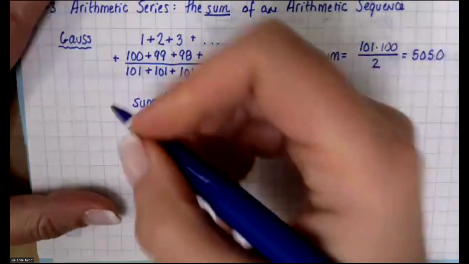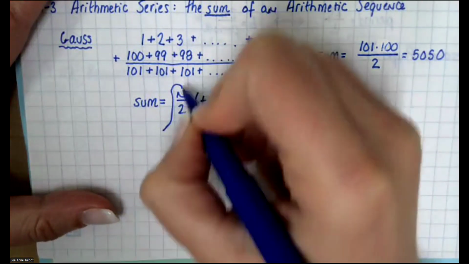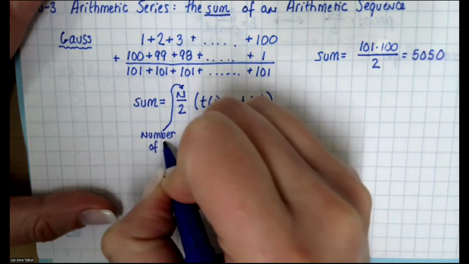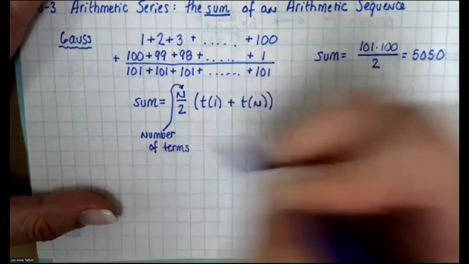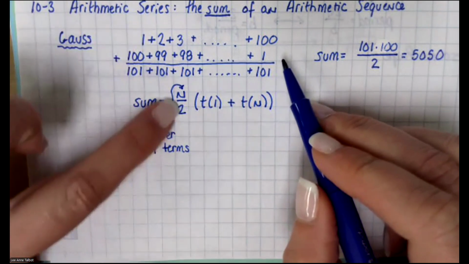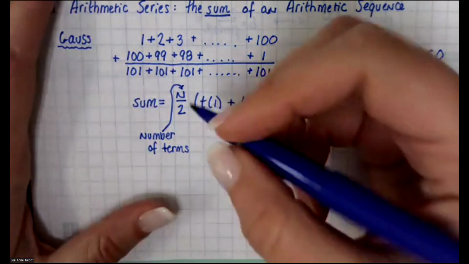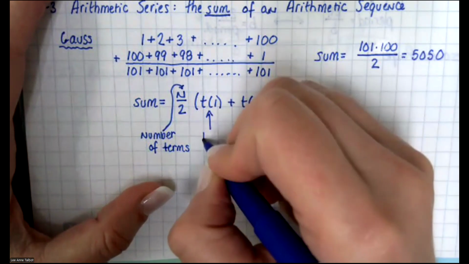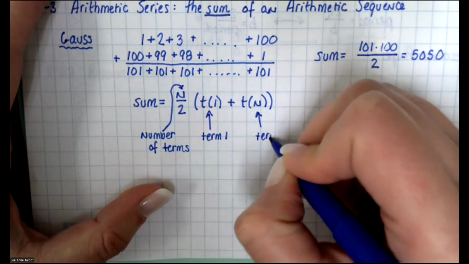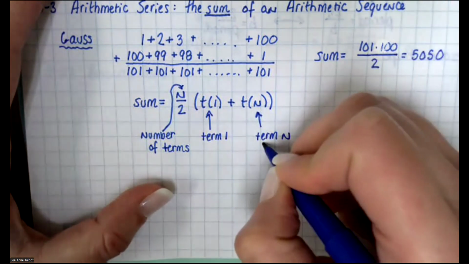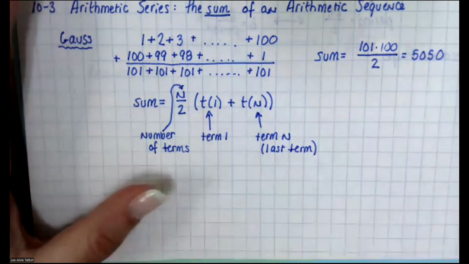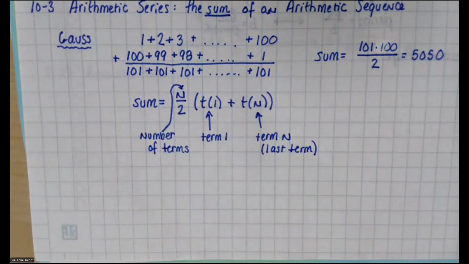So n is your number of terms. In this case, there were 100 numbers, so the number there would be 100. This is term 1. And this is term n, which is the 100th one or the last one.